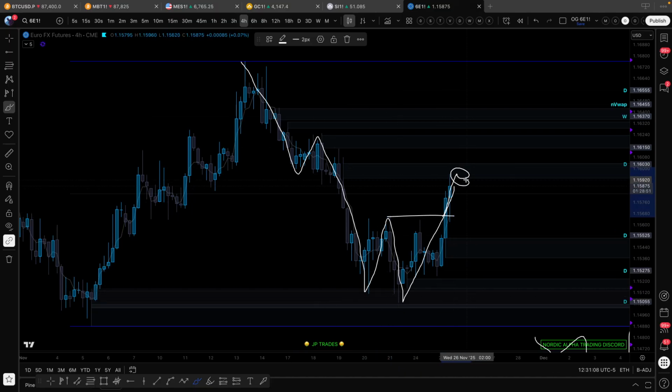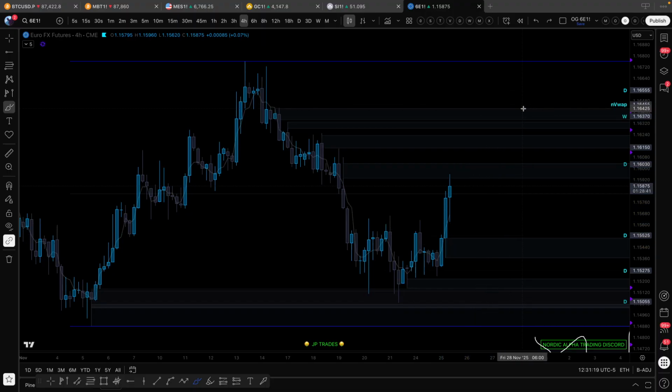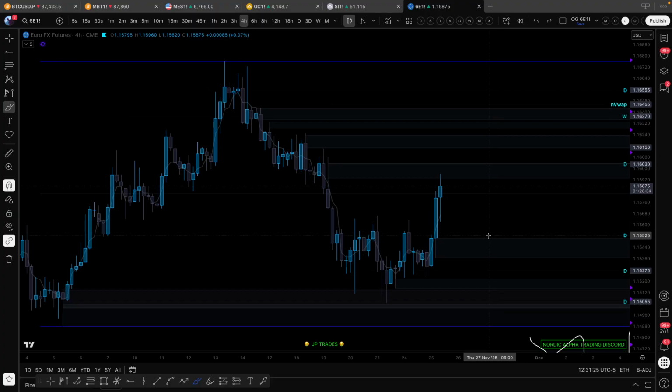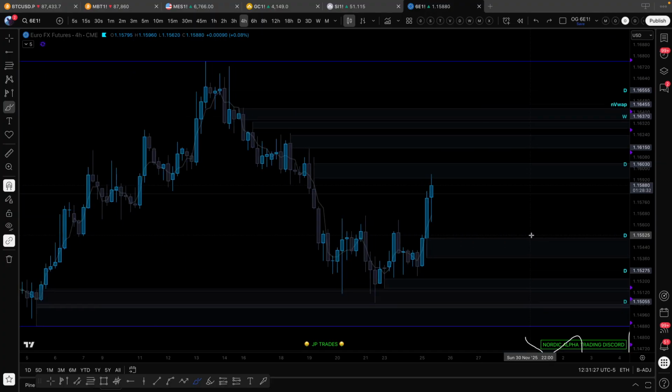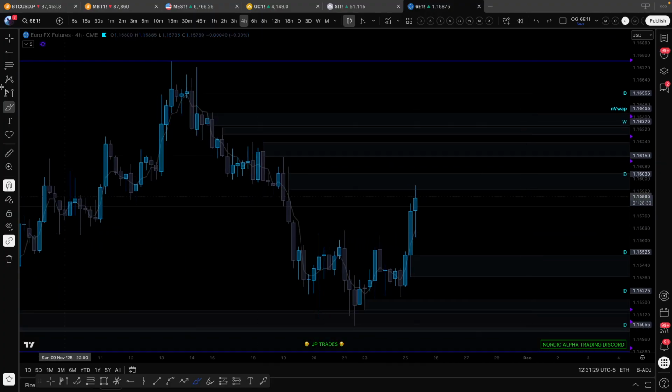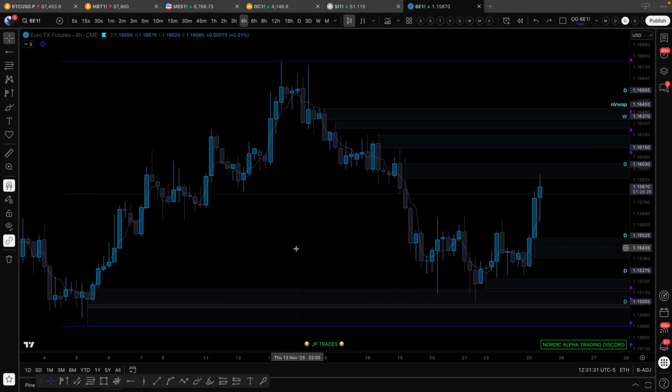So if we do get a rejection here at this order block that we're currently getting, we would like to see this area for a retest if this bullish sentiment is going to hold. So that's what we're going to look for now that we know where we are in location, position, different time frames.